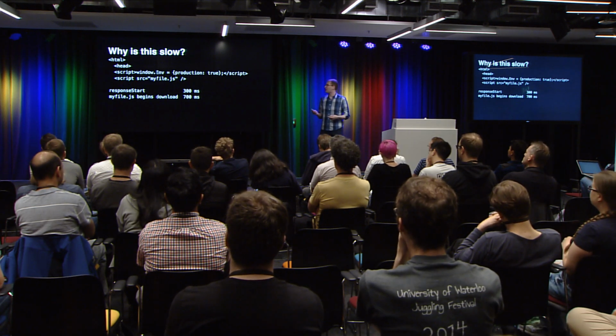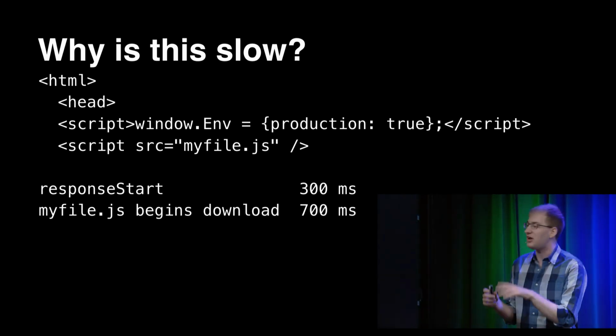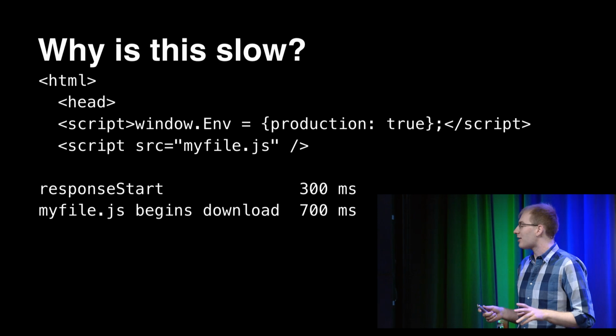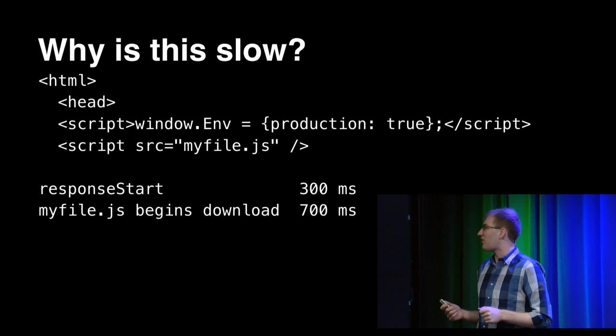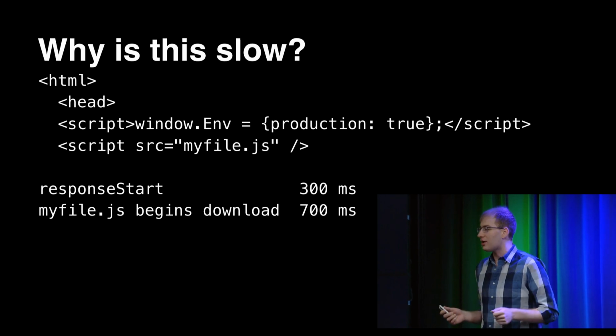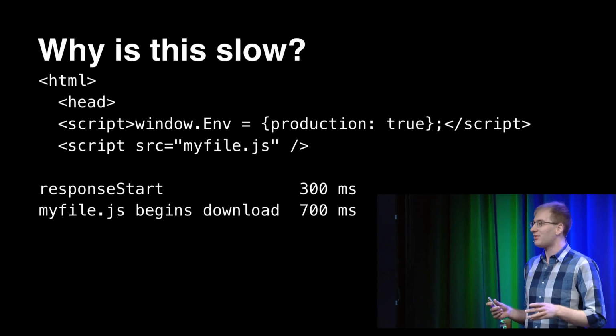So, second trick question. You've got this very small beginning of the page where you have a script tag that says the environment, it's a production environment, and then you've got a script tag that says download myfile.js. And you see metrics that say the page started downloading at 300 milliseconds, and myfile.js began downloading at 700 milliseconds.